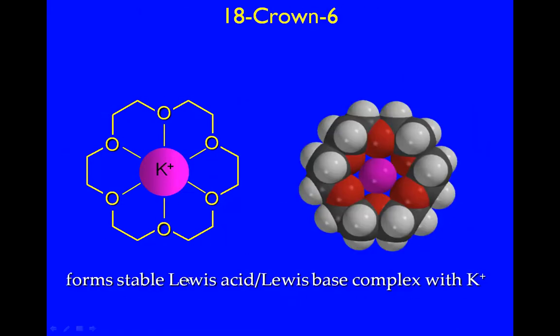You can also regard this as a Lewis base and Lewis acid complex. Okay, Lewis acid is the one which is accepting a pair of electrons, and Lewis base is the one which is donating a pair of electrons. So potassium is acting as a Lewis acid here, oxygen is acting as a Lewis base.